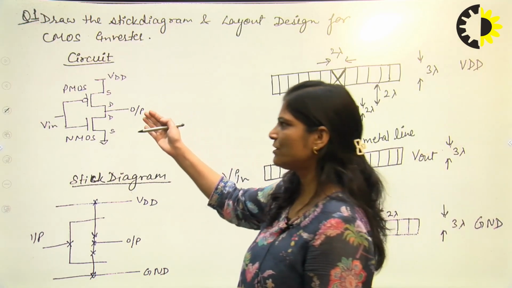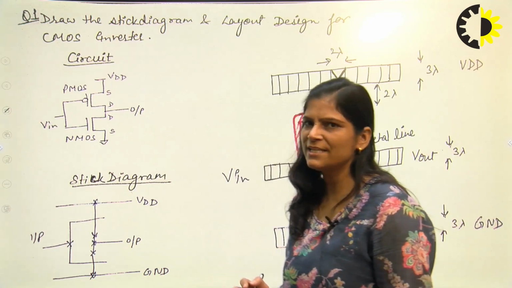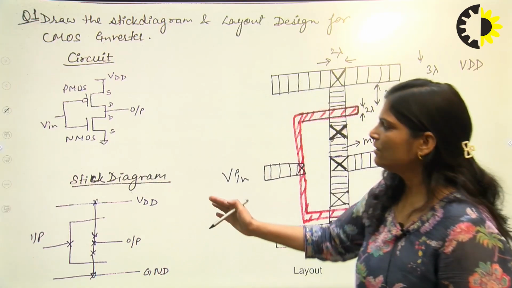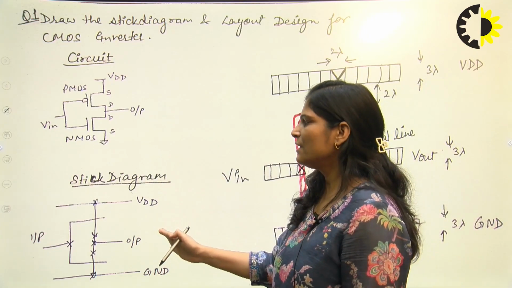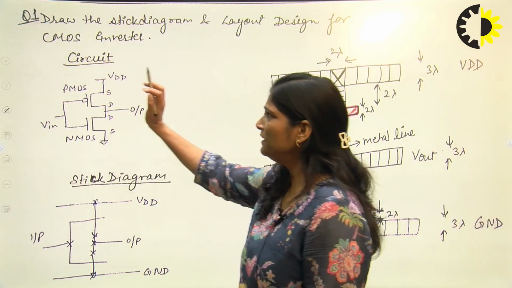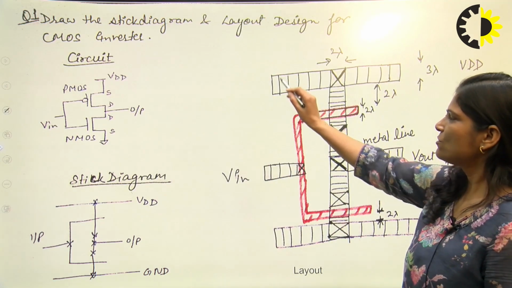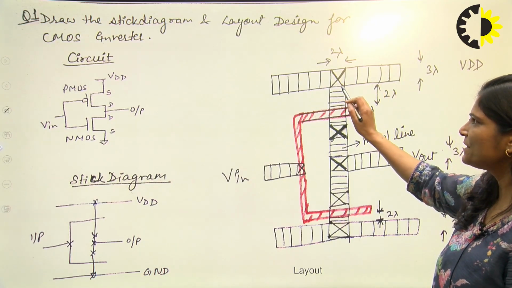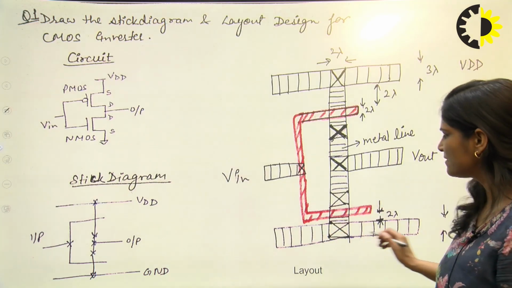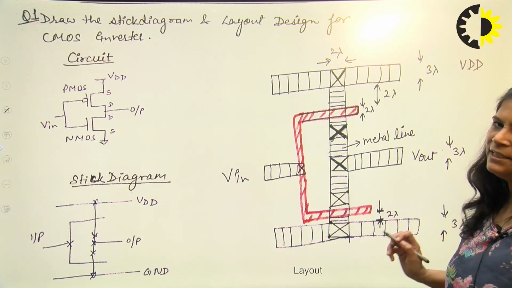First we have to draw the circuit, then we have to draw the stick diagram. The stick diagram was already discussed in the previous slide. Now, according to the circuit and this stick diagram, we have to draw a layout. Here VDD is a metal line, so it is represented in blue color like this, and its width is 3 lambda. Here is ground, its width is also 3 lambda.